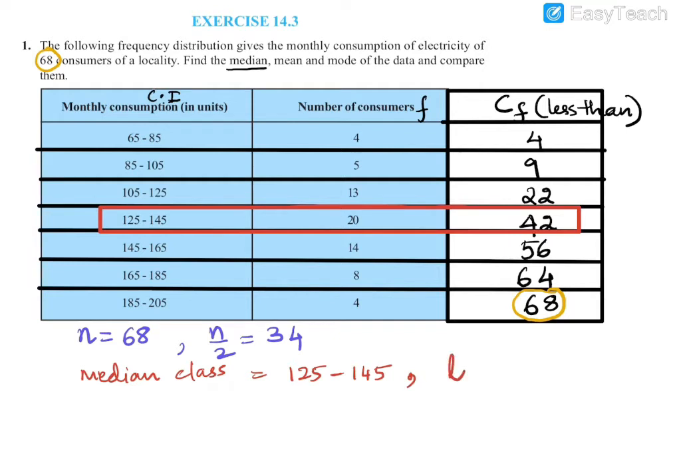So from here we can write down L, that is the lower limit of median class. It is equal to 125. CF is the cumulative frequency of the class preceding the median class. So that will be 22. And F is the frequency of the median class. So that will be 20. The class size H is upper limit minus lower limit, and that is equal to 20. So now we have all the data to use in the formula. Let's apply the formula to find the median.